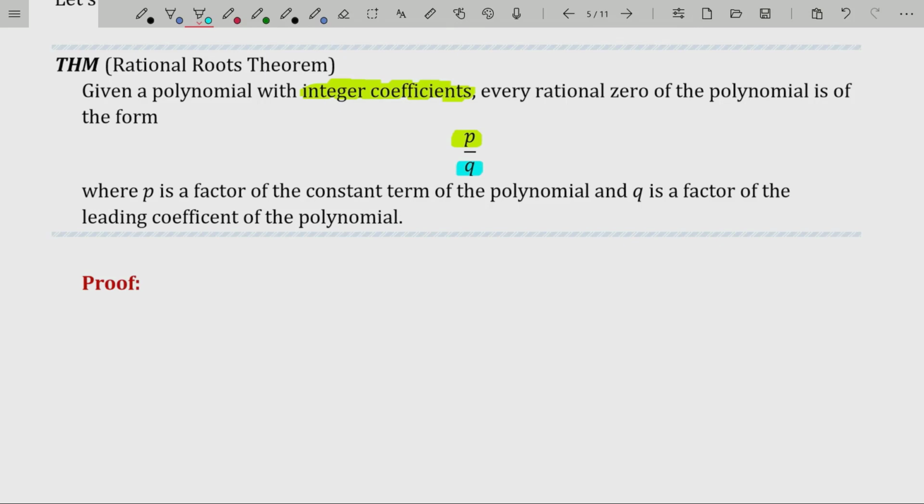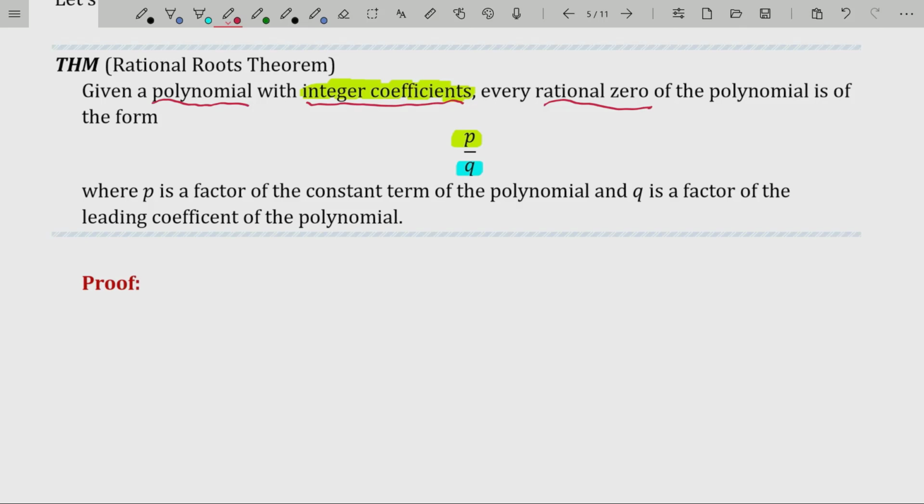Now there are a few key words going on here. First of all, you must be dealing with a polynomial. The second condition is that that polynomial must have integer coefficients. And finally, this theorem only gives you the fact that every rational zero, which means every zero that can be written as a fraction, is of the form p over q. So the rational zero is the key couple of words there.